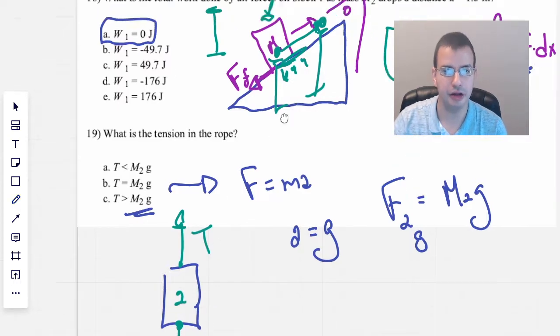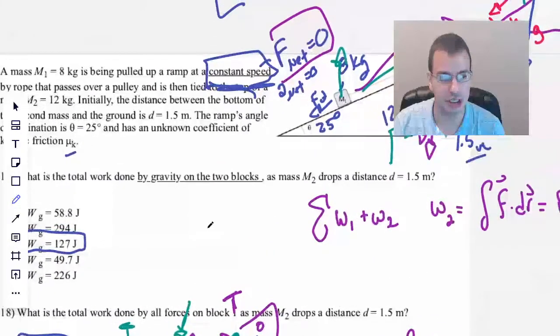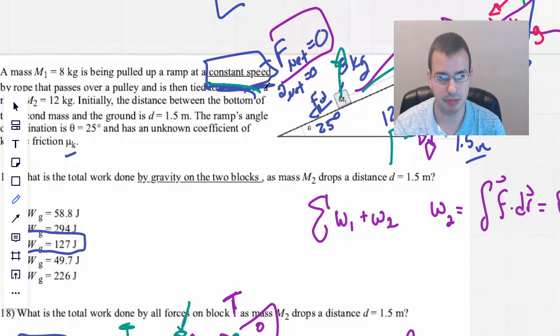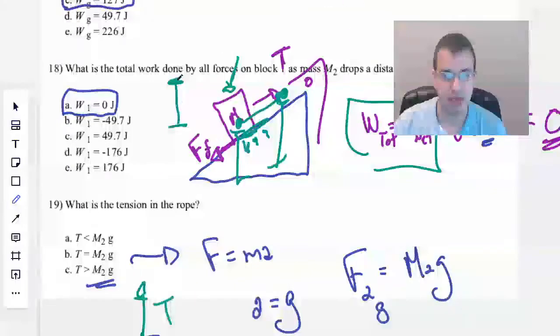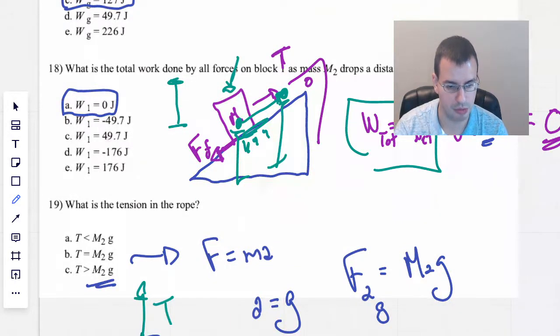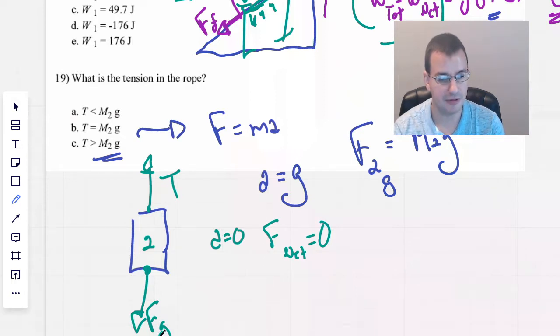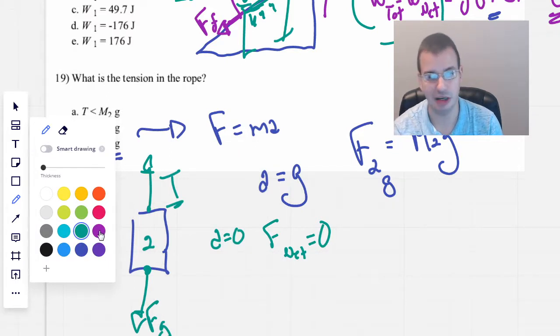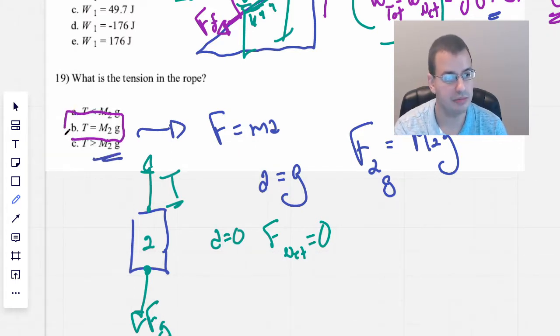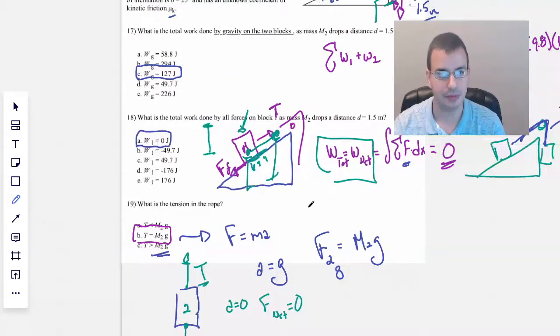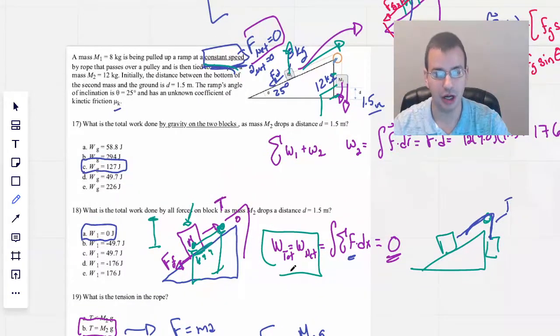We know from our previous discussion that it's going at a constant speed. Constant speed means acceleration equals 0, which means net force also equals 0. And the only way we can get a net force of 0 based on this free body diagram is if force gravity equals force due to the tension. And so we're going to have answer B: tension equals mass 2 times gravity. So this is a really good problem. It's really good to understand what's going on.